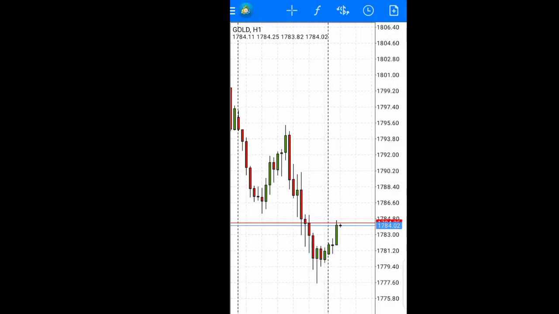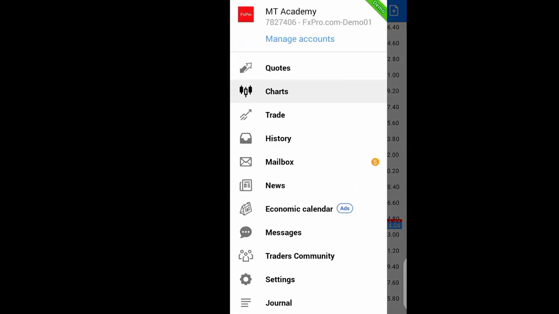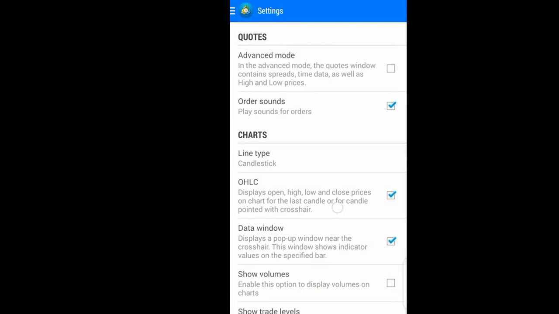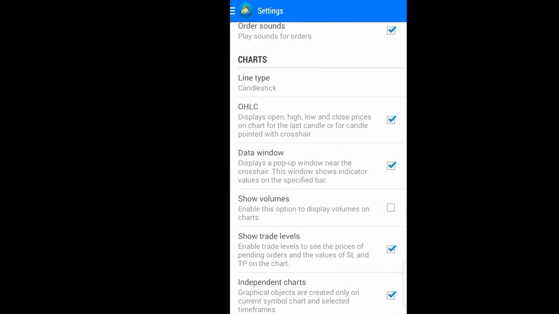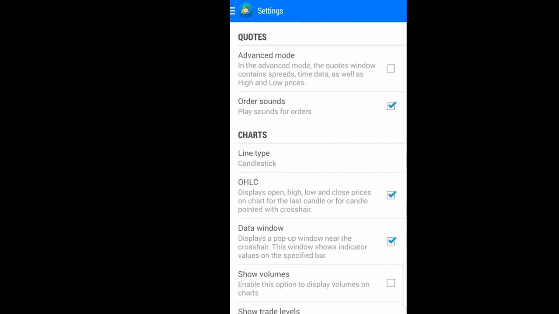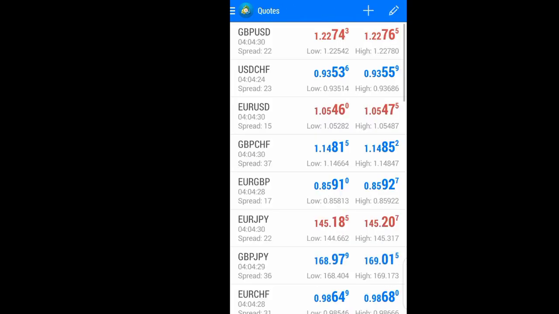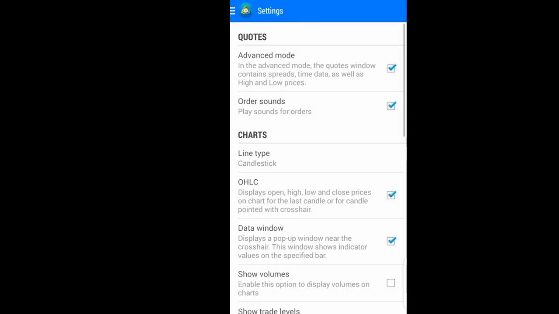To make your chart beautiful, you can always come to settings. From these settings, there is so much you can do. You can change the color. Here we have the quotes. If you want that advanced mode I showed you to be your default, you can select that. When you select that, it becomes your default. If you don't want it, you can remove it to allow the simple mode to be your default.